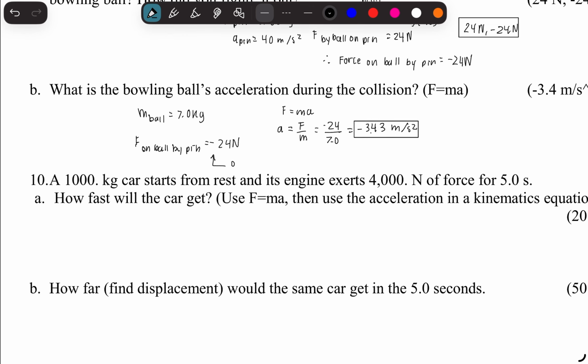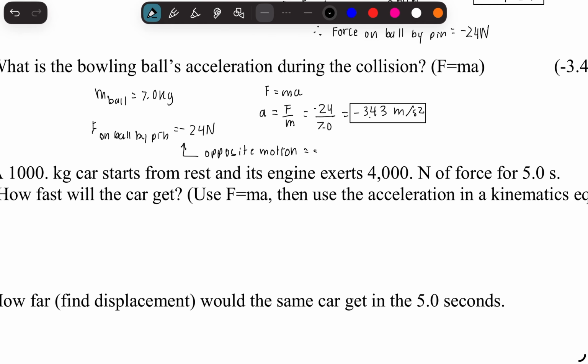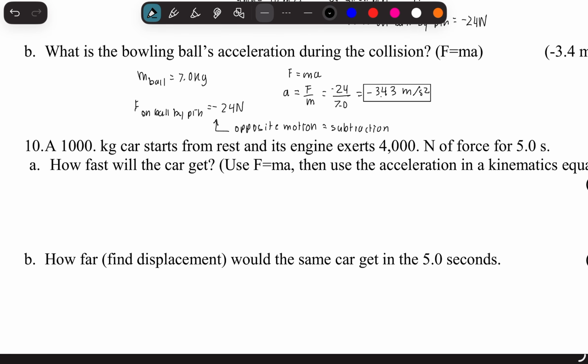This negative means opposite motion. Opposite motion means subtraction, like you subtract it from your forces in the vertical or your forces in the horizontal direction.